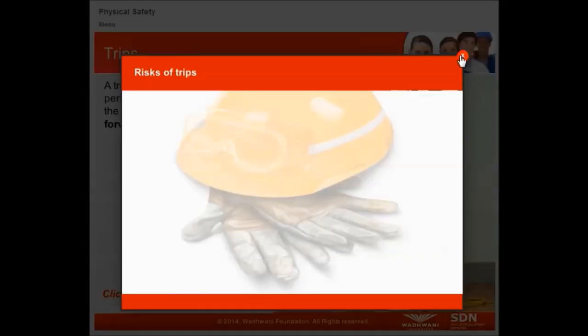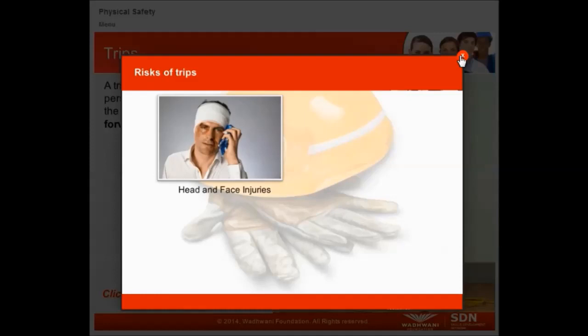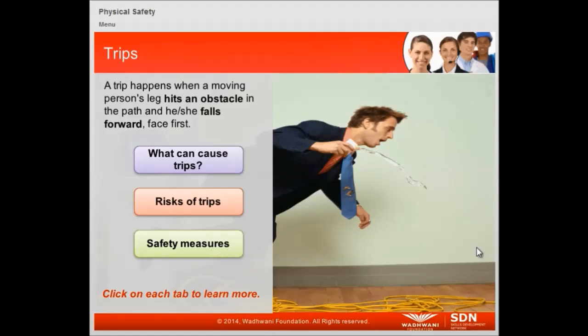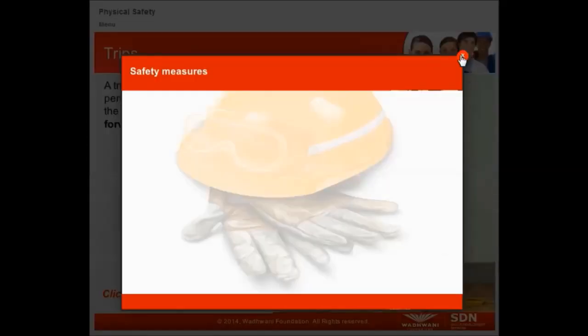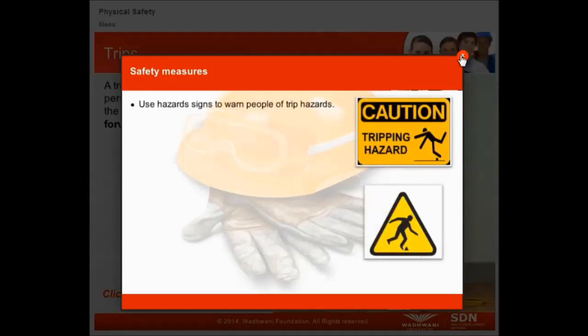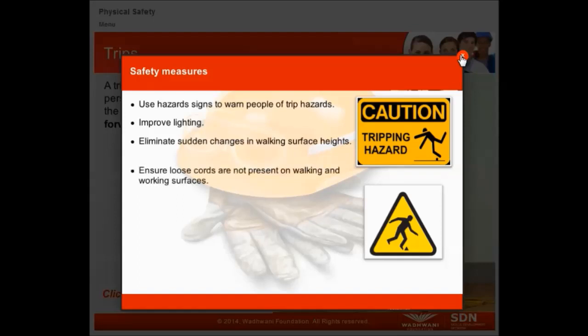Trips may cause head and face injuries, muscle strains, cuts or fractures, etc. Now, let us look at the safety measures to prevent trips in workplaces. Use hazard signs to warn people of trip hazards, improve lighting, eliminate sudden changes in walking surface heights, and ensure loose cords are not present on walking and working surfaces.